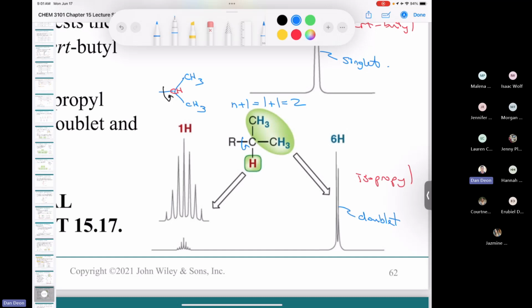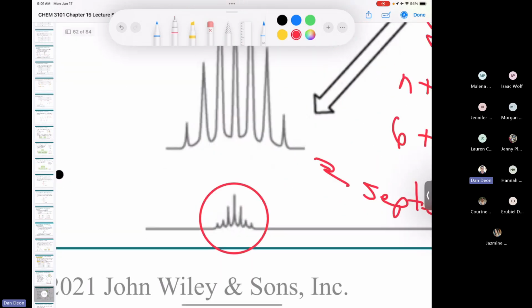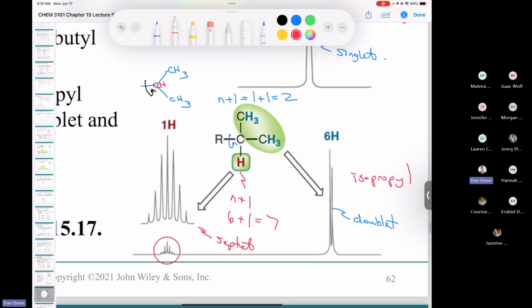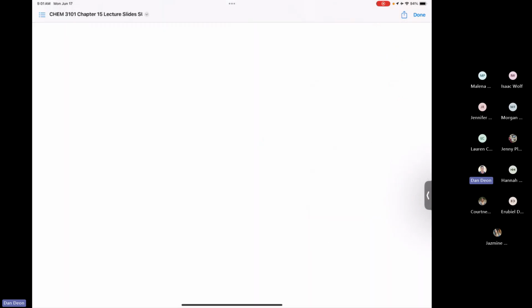Now, if I look at the methine, the CH, I do the same thing. I say neighbors plus 1. It's got 6 neighbors, plus 1 gives me 7. So I get a septet. Now, the septet is really small, and it's really hard to see. And if you're like me, you can't see anything. So instead of zooming in like this, or getting a magnifying glass, the spectrometer does the work for you.